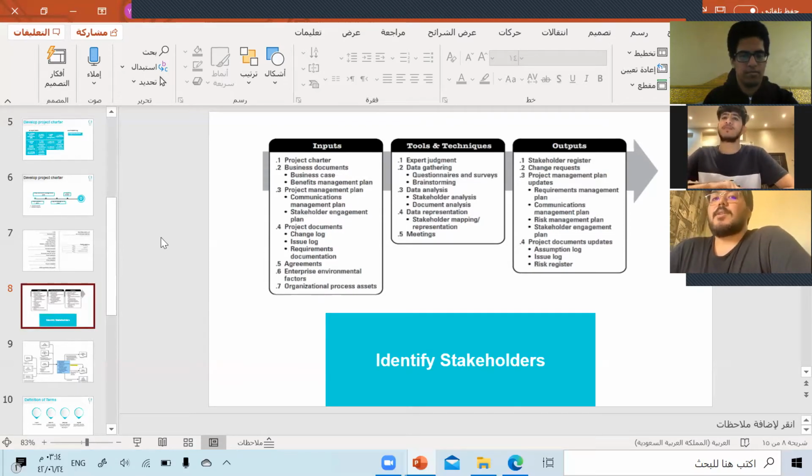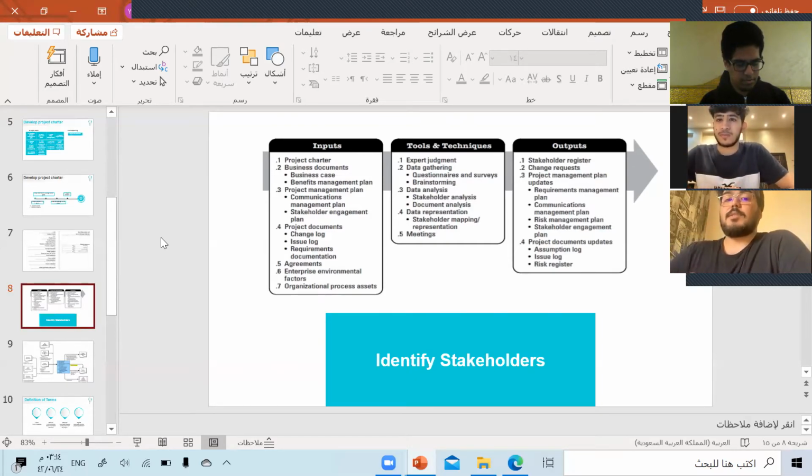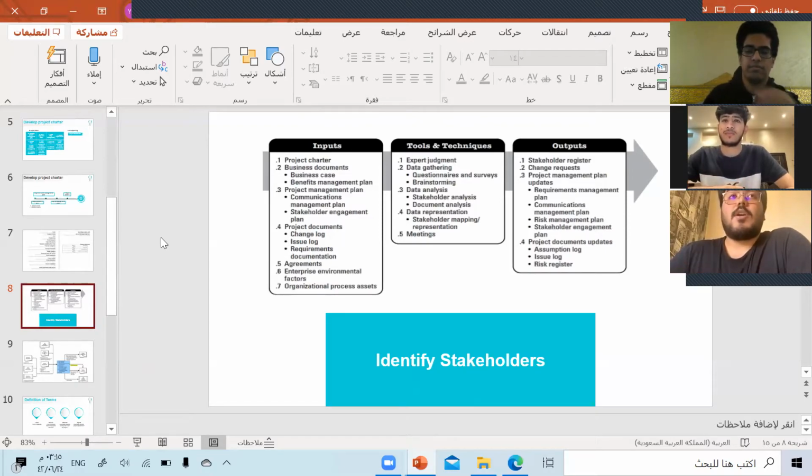Today, I'm going to talk about the stakeholders. Every project in the world should have stakeholders. The definition of stakeholders is those who are affected by and influence the project. For example, we have the owner and the customers, the suppliers, the government, and so on. All of those are stakeholders.